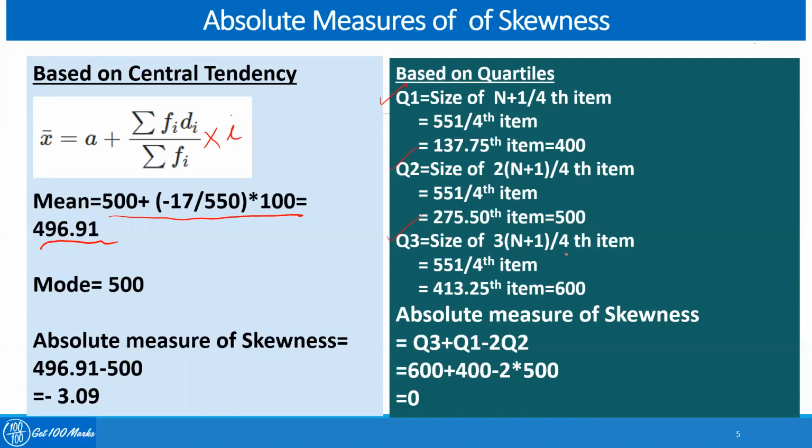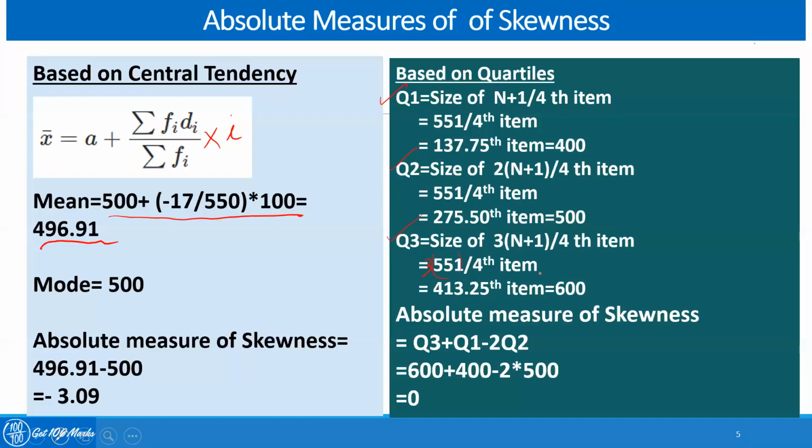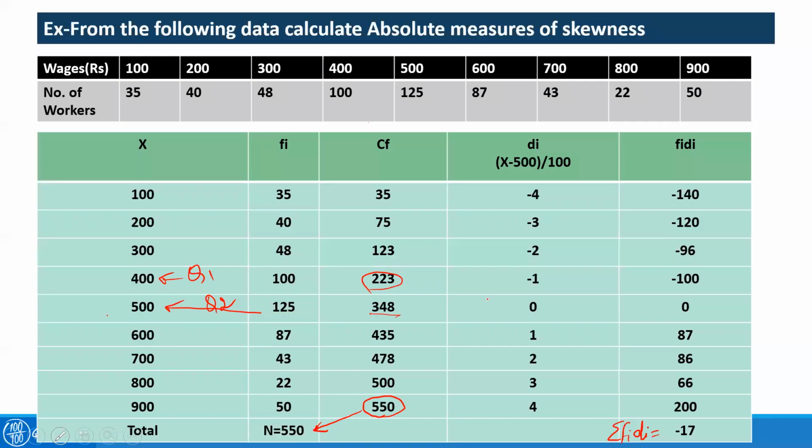Q3 is 3 into (n plus 1) by 4, which is 3 into 551 by 4. That will give you the number 413.25. Which value crossed 413.25? Therefore, 600 will be your Q3. So we have got the values of Q1, Q2, and Q3.